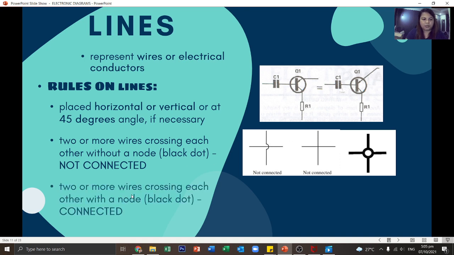Okay, without a black dot. When two or more wires cross each other with a node or black dot, they are connected like this. So we can say that lines are connected or interconnected, no matter how many lines there are, as long as they have a black dot. But if they don't have that black dot, or it is hollow like this one, they are not connected with each other. We just simply think that they are insulated wires that cross each other. So therefore, no connection between them.